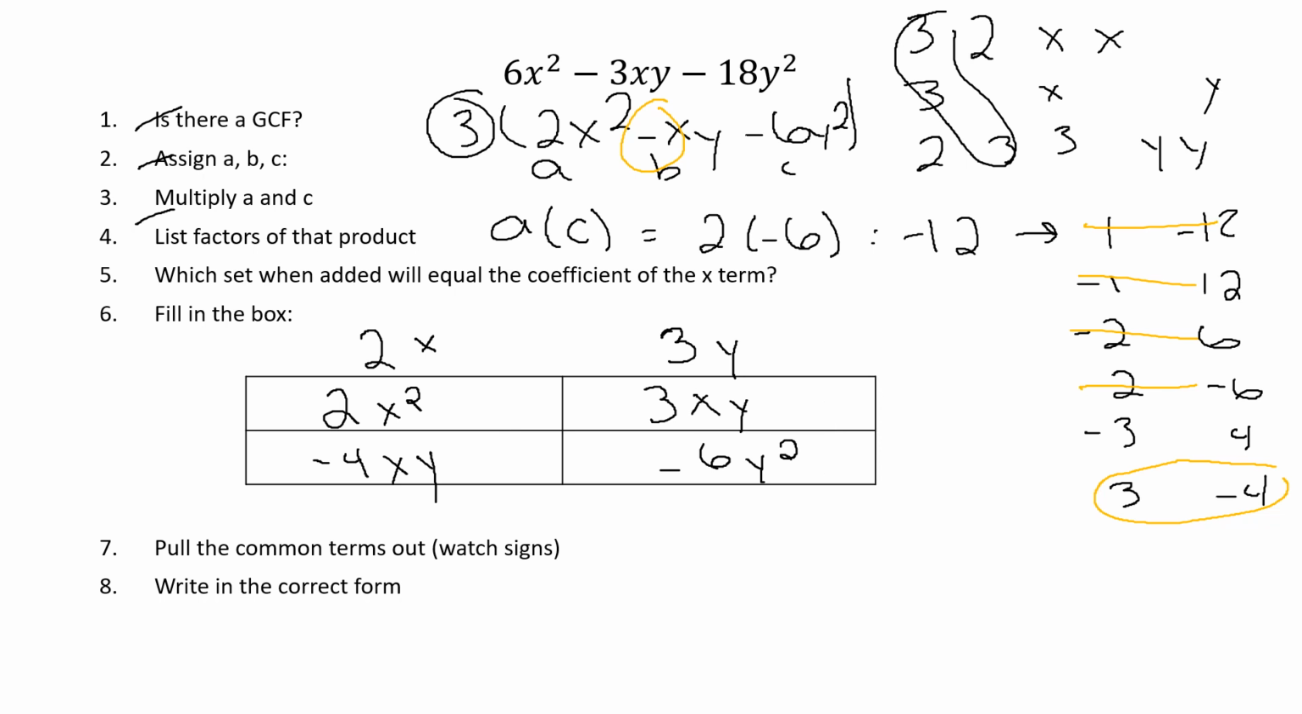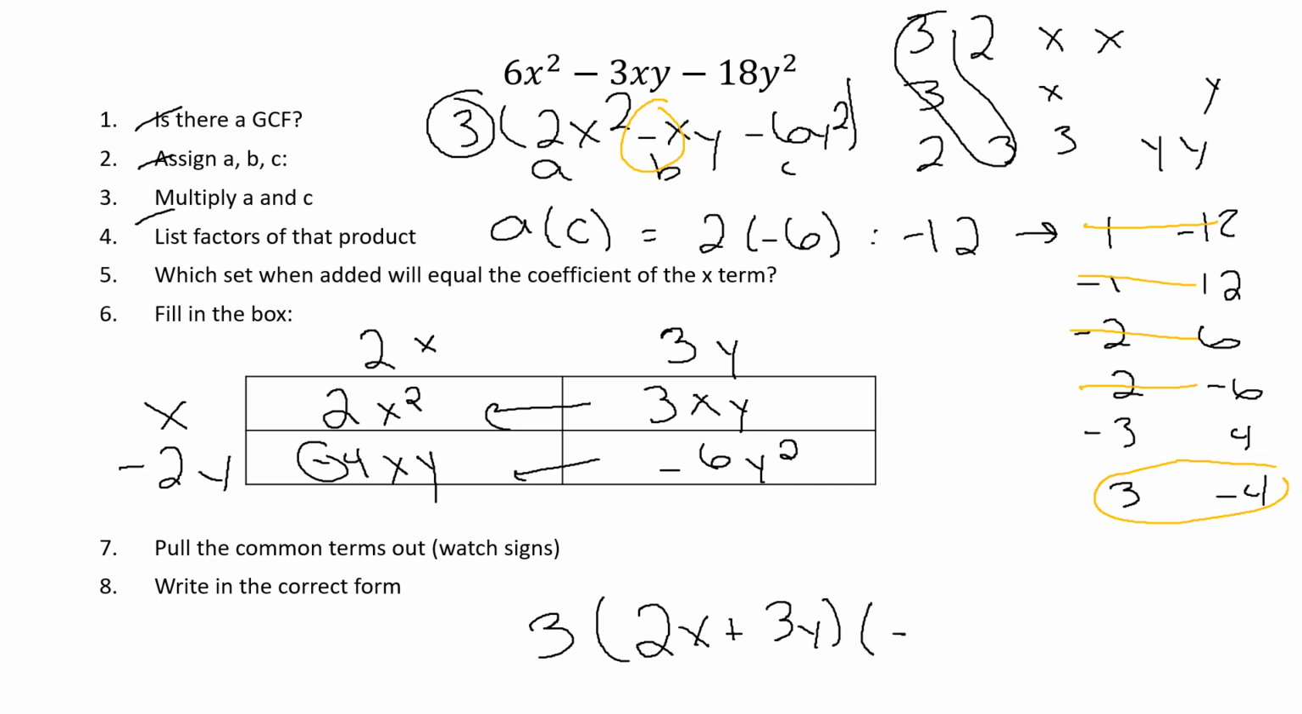Then I'm going to see what they have in common going out. And this is going to be x, and this is going to be negative, because of that sign, 2y. So then I'm going to put it in the right form. Don't forget the 3 we had up top. 2x plus 3y, x minus 2y. All right, so we've done the exact same thing. The only difference is we have an x and a y in those boxes. So let's do another one.